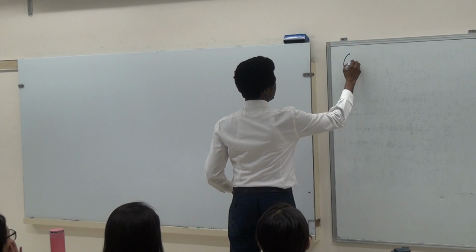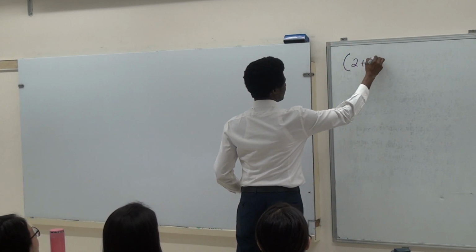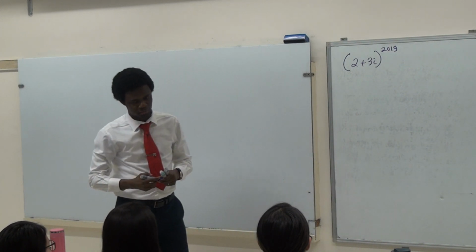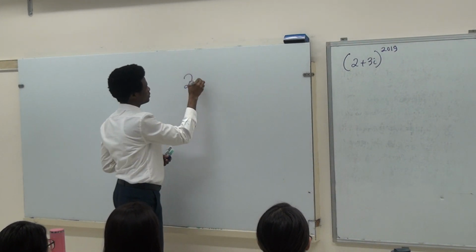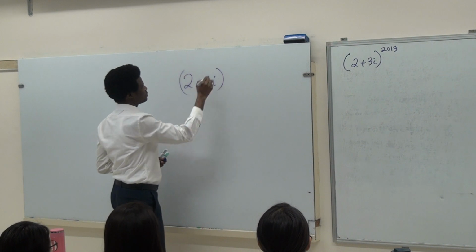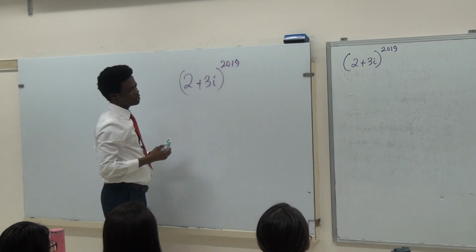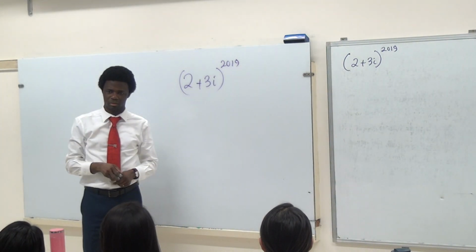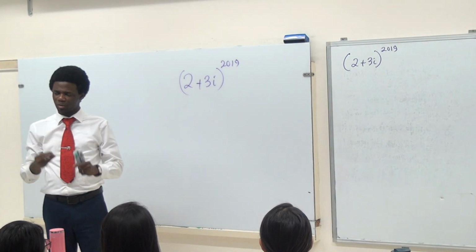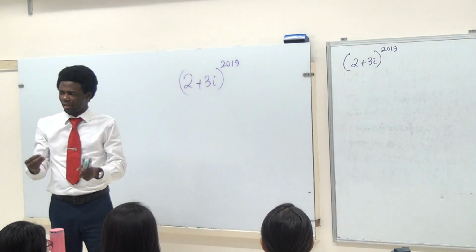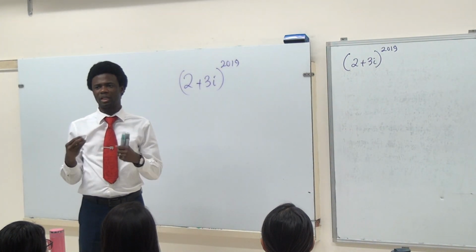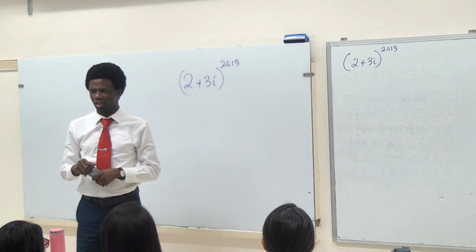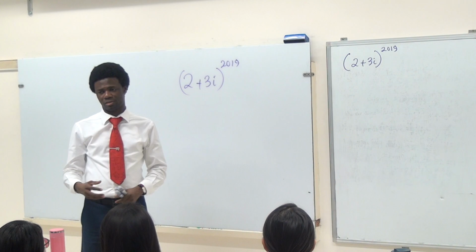You have maybe 2 plus 3i, and we are interested in the 2019 power of that complex number. 2 plus 3i to power 2019. Of course, it looks like maybe, oh, this is binomial, we can expand, but that's a long thing. So, by De Moivre's theorem, what advice does the theorem give us in order to be able to evaluate this? Give me in your own simple sentence.